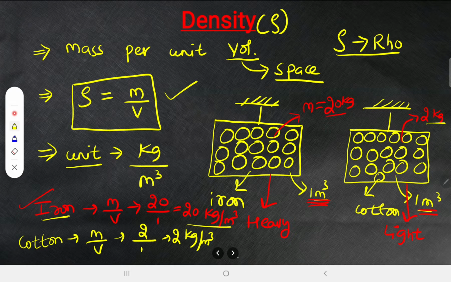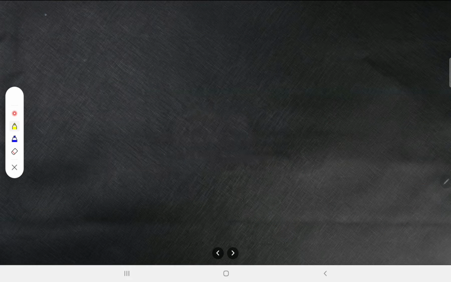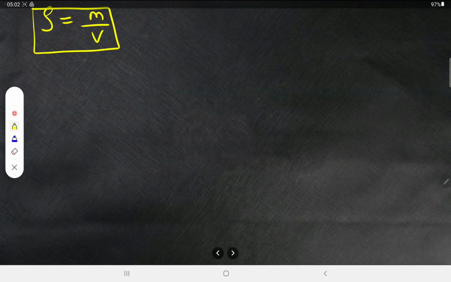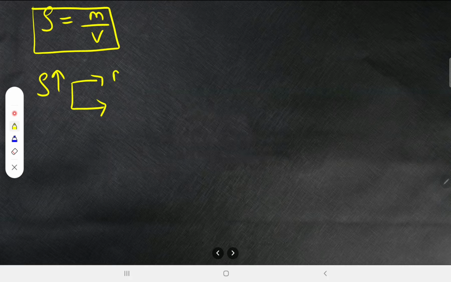All right. If you go mathematically for this, what is this rho? Rho is equal to mass divided by volume. That formula is there. There is no denying of that. All right. Now, if you want to increase the density, what are the two ways? First, you have to choose the material with more mass which can be held in less volume. If you are able to fill more mass in less volume, you are going to have more density.